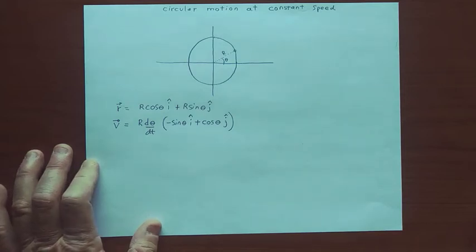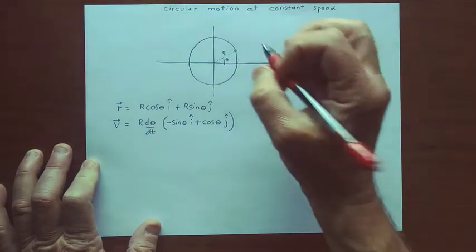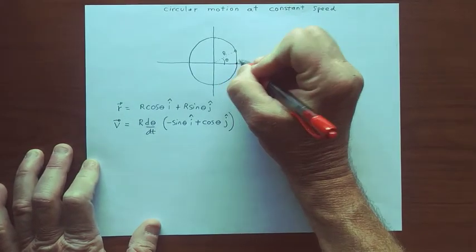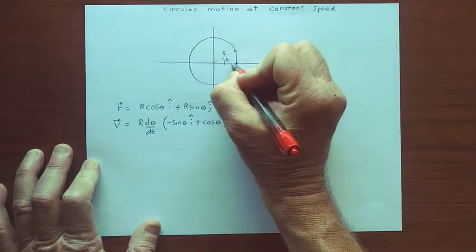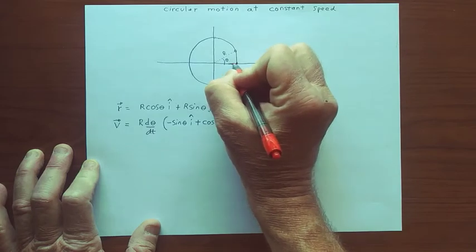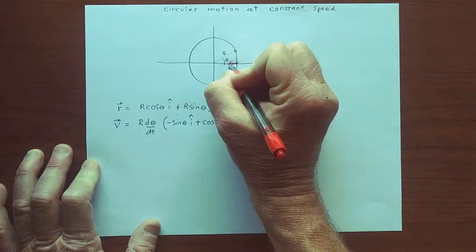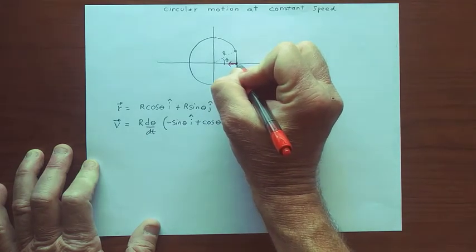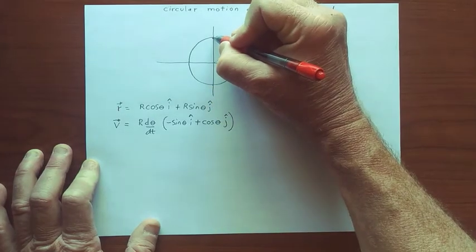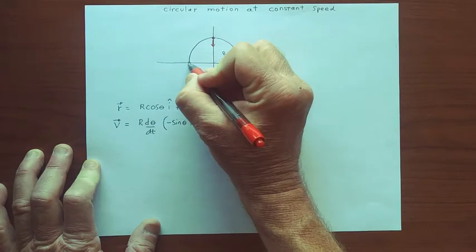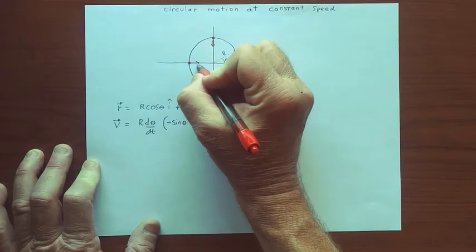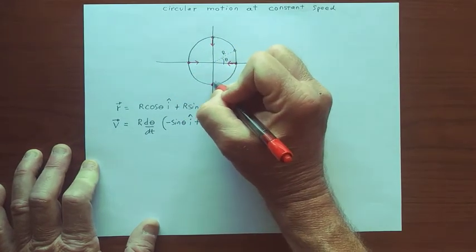Okay, so in the previous video on circular motion at constant speed, we had shown that the object has an acceleration that is always toward the center. So here is the red acceleration vector. When the object is here, its acceleration is that way. When the object is here, its acceleration is that way. When it's here, its acceleration is that way, and so on.